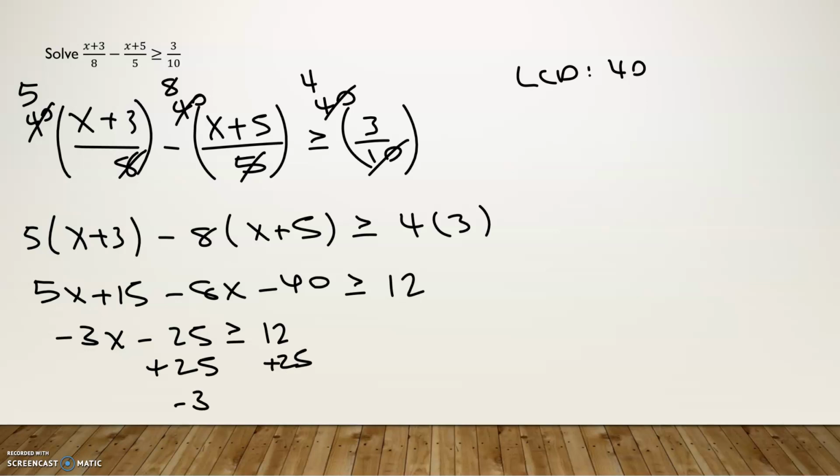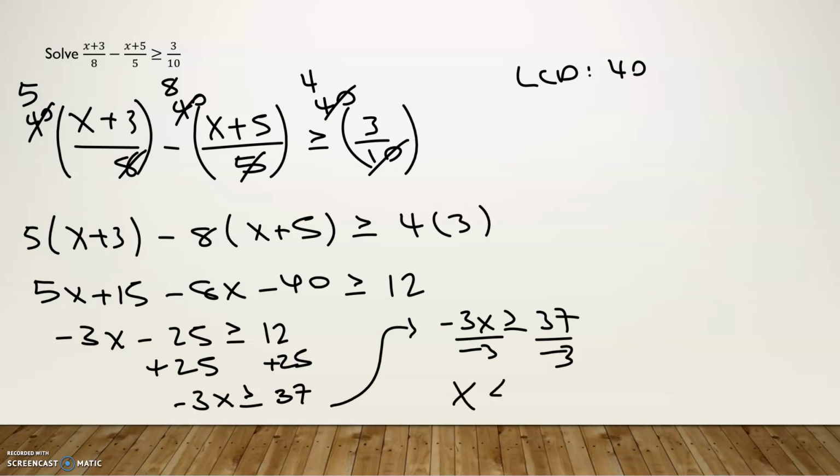So negative 3x greater than or equal to 37. And then we're going to divide by negative 3. So x is now less than or equal to negative 37 over 3. And that can't reduce any, so this is just going to be negative 37 over 3.